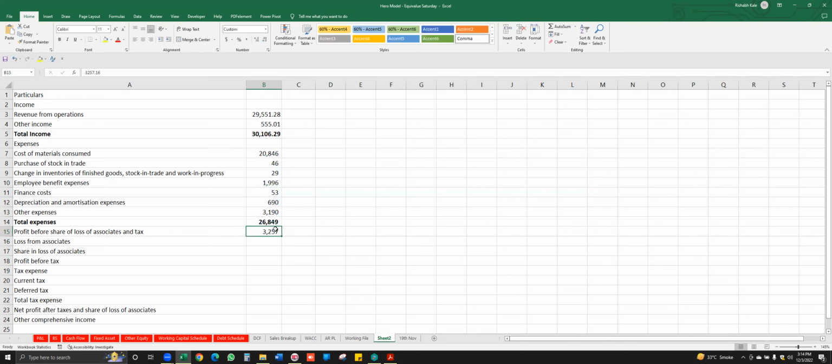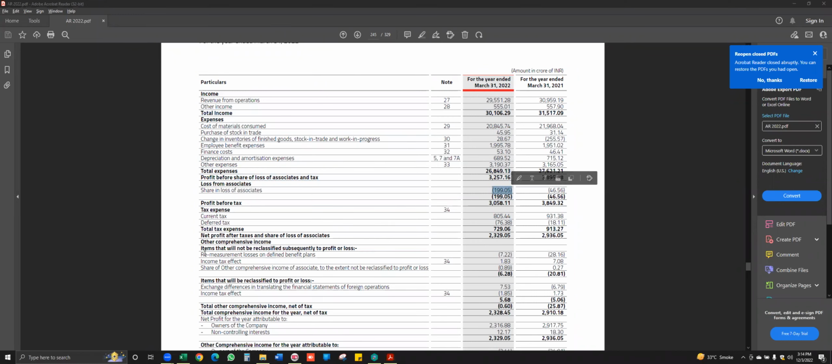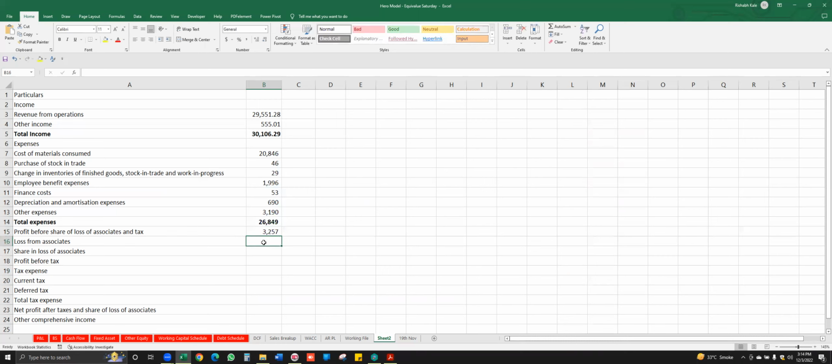Now this profit before tax should be what? Your total income minus your total expenses. Now it should tally. See, it will tally. Now this again, share in profit and losses. This is your share on loss and profit.